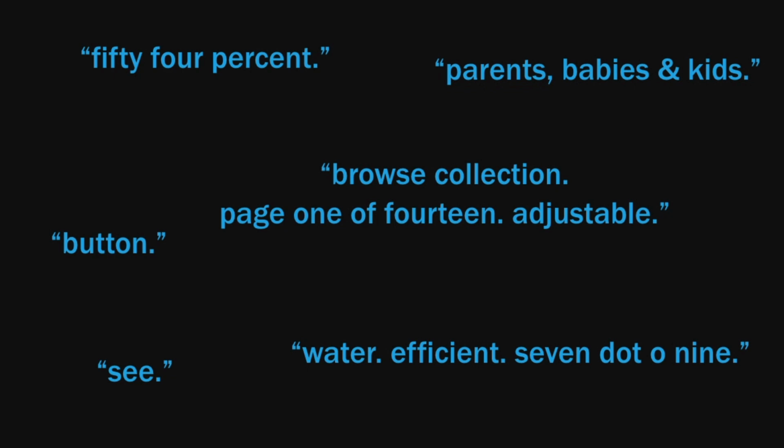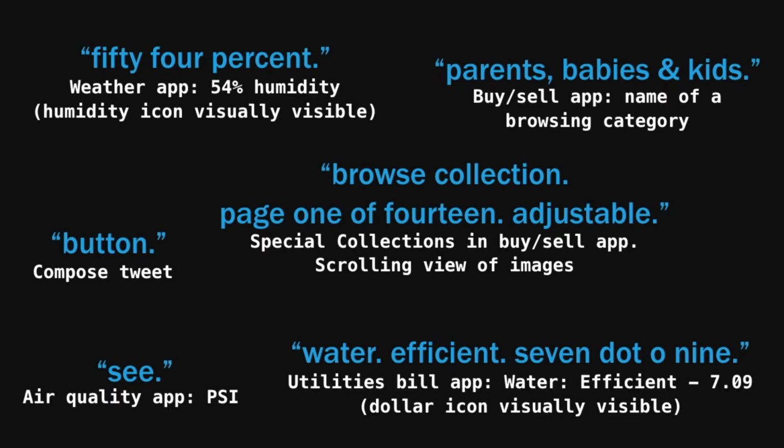Well, as it turns out, this is what they mean. So C actually means PSI, which is the air quality index. 7.09 is not a character from Star Trek, but $7.09. And parents, babies, and kids is nothing nefarious, it's just a shopping category in the buy-sell app. So as you can see, they could be so much better. So now I'd like to share with you some ways you can actually improve accessibility for your users.